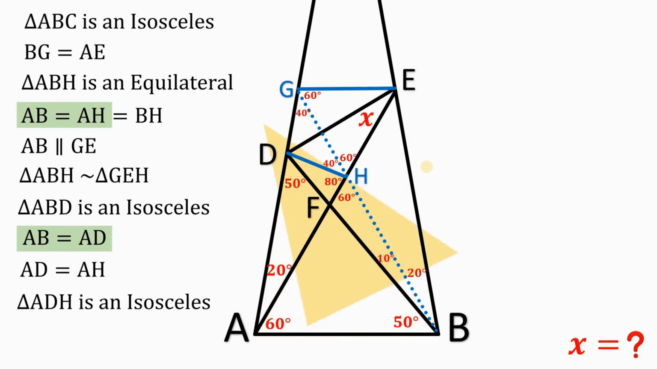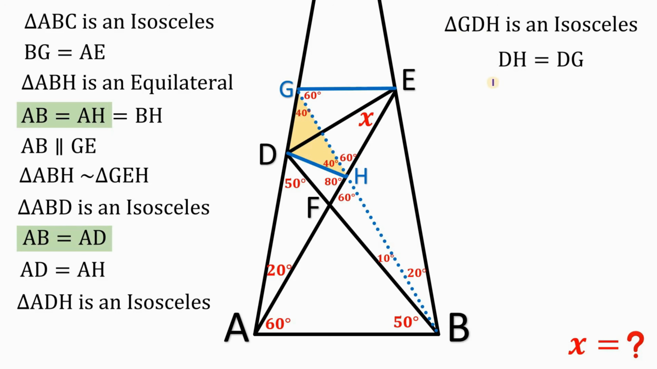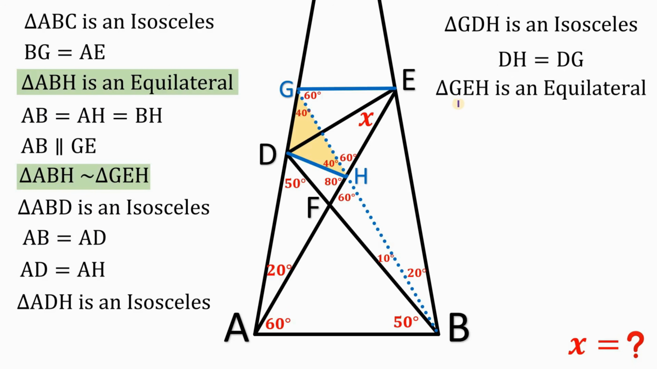Now, let's focus on this triangle GDH. The base angles are equal. Therefore, this triangle GDH is an isosceles triangle. It follows that side DH equals DG. Alright, now, take note also that this triangle GEH is an equilateral triangle. Now, since we know this GEH is an equilateral triangle, we can say that segment HE is also equal to segment GE. Now, here comes the trick.